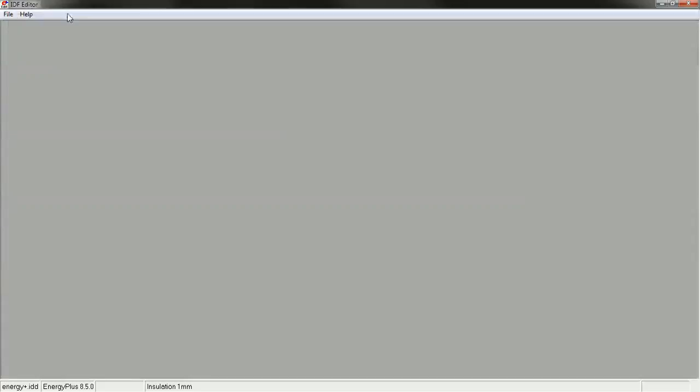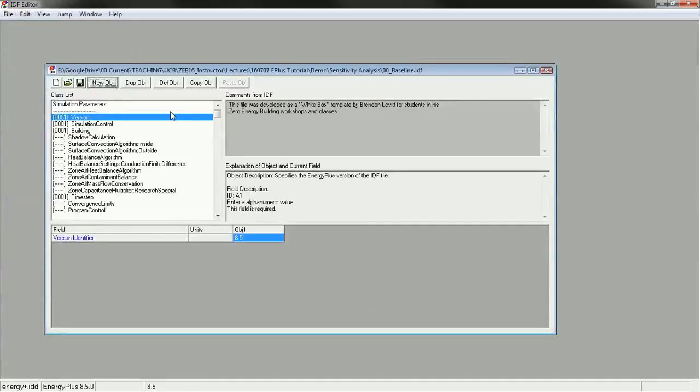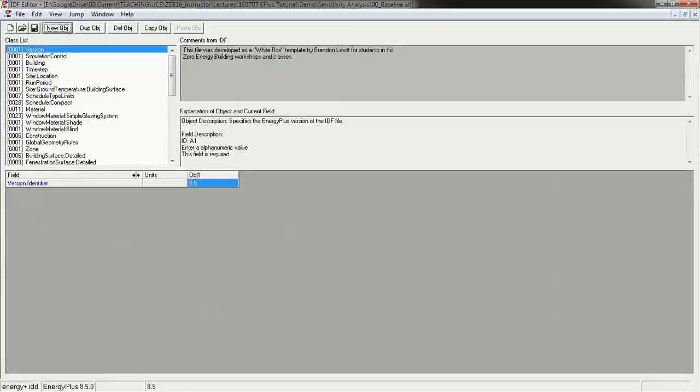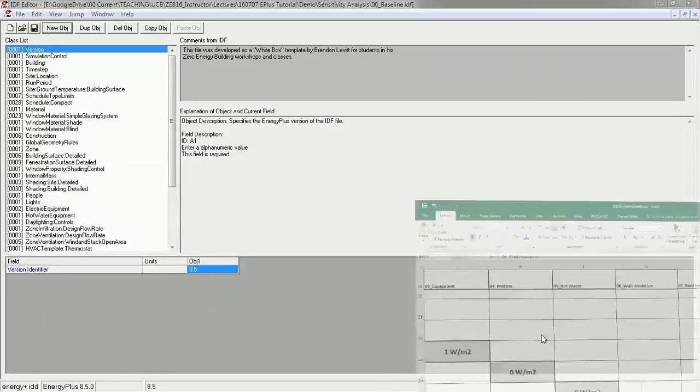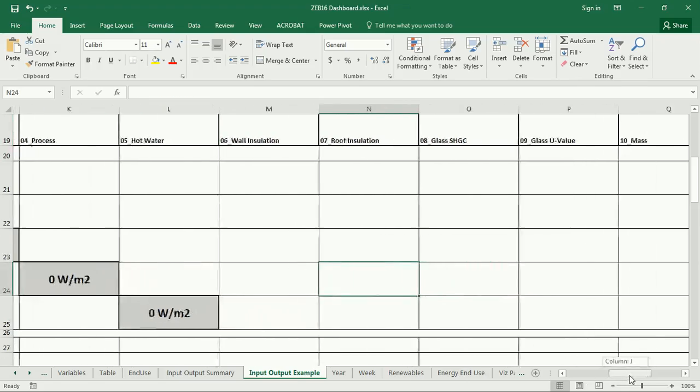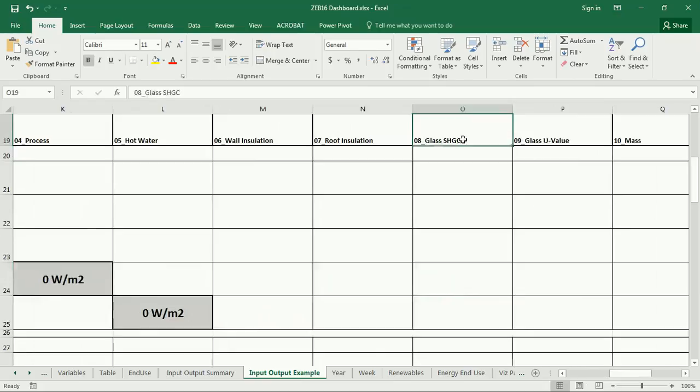I'm going to open the baseline again now. And for the windows, what I'd like you to do is change, there's 2 important components to windows. There's SHGC, or solar heat gain coefficient. That's how much solar radiation is admitted into the building through the glass. And there's U value, which is the insulative value of the glass. And so for SHGC, a higher number indicates more radiation. For U value, a higher number indicates more heat transfer.